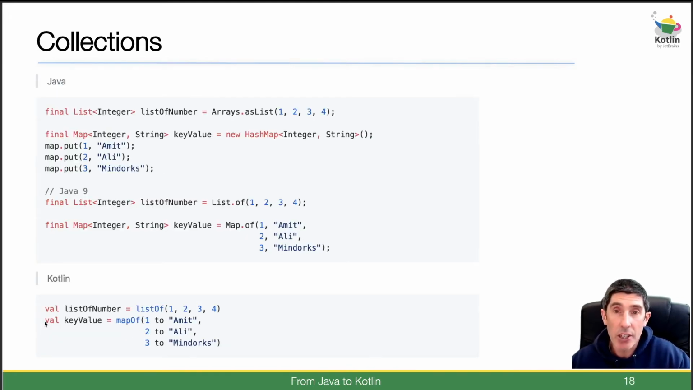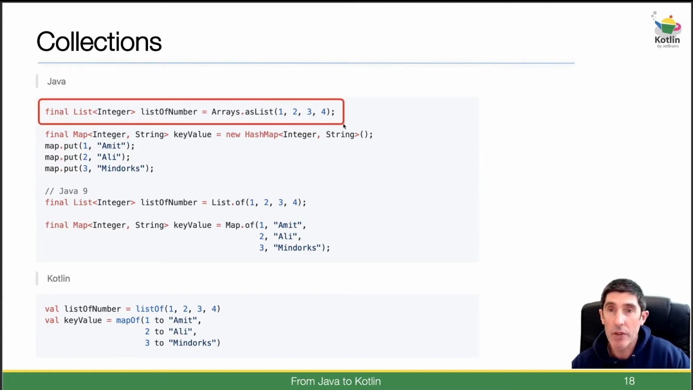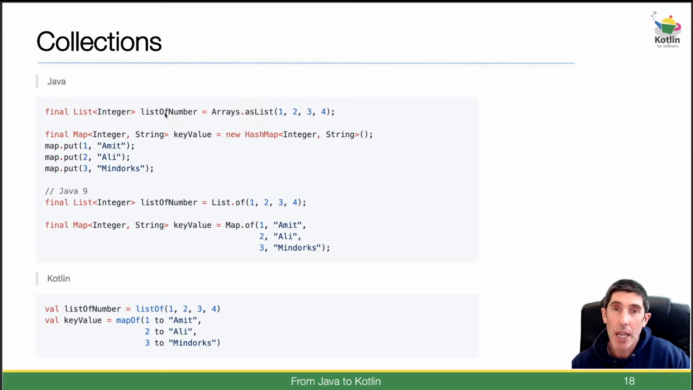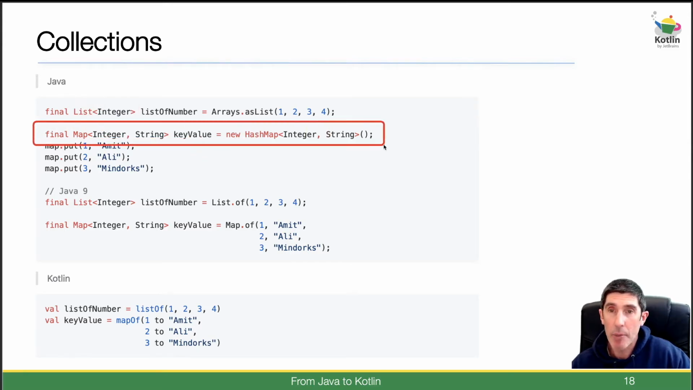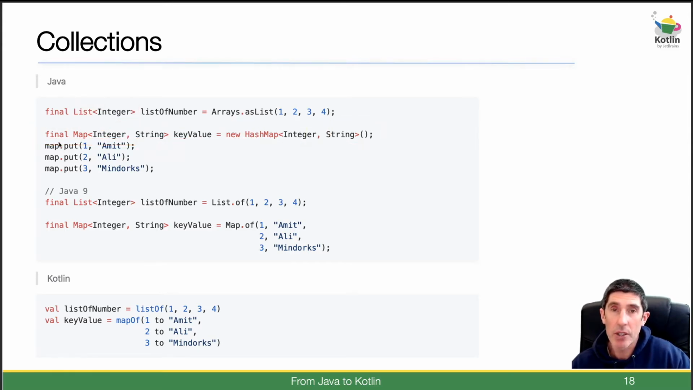In terms of collections, moving into the collections framework now, here's what you can do in Java. If you wanted to create your list of numbers out of an array, you can say Arrays.asList, so it'll convert those 4 separate numbers into a list. And we have to explicitly define it here, List of Integer. If it's a map, we could declare our map, so there we are with our key value pairs, and then we have map.put for 1, 2, and 3 with the equivalent string values.